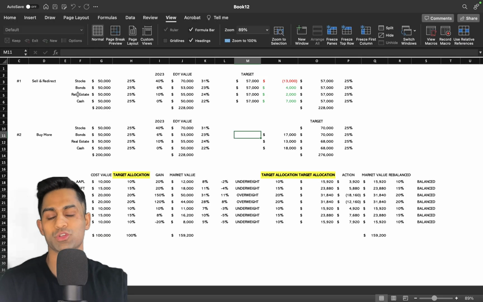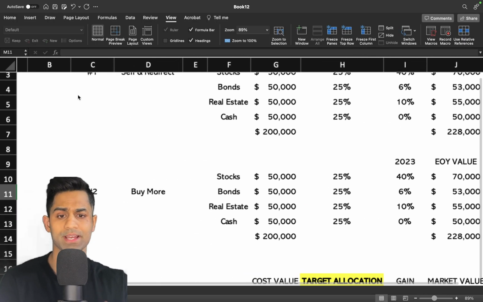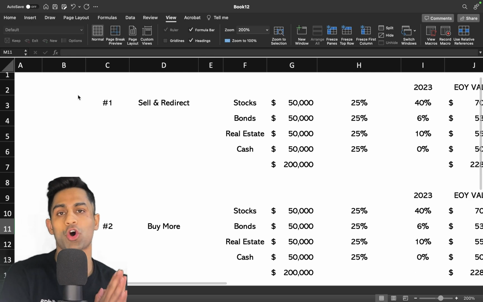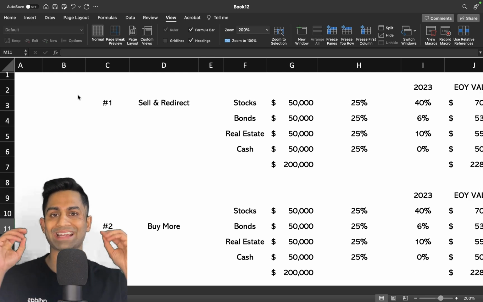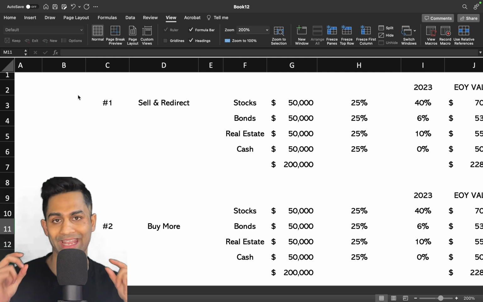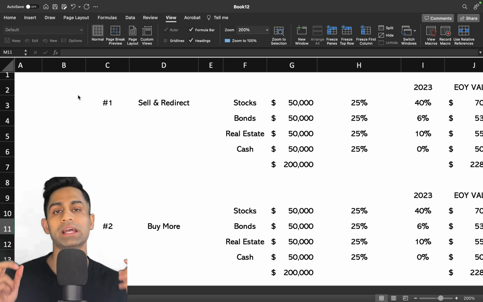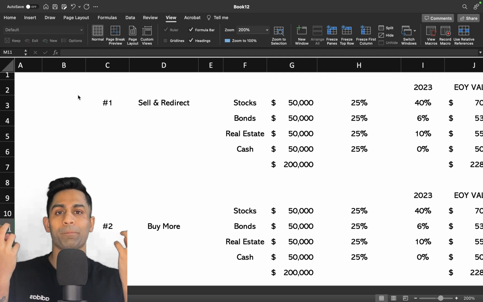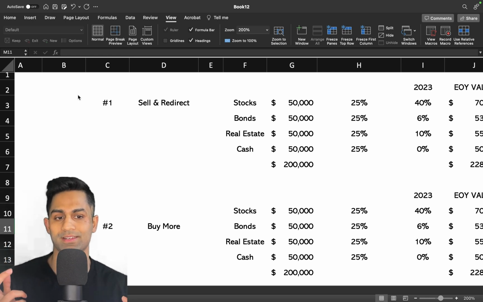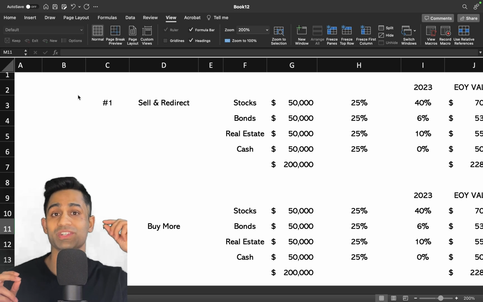Now, the concept of rebalancing is basically the idea of bringing your portfolio back to your target allocation, right? Target allocation meaning that if you've got a portfolio of different asset classes, let's say stocks, bonds, real estate, cash, and you have a certain percentage allocation.